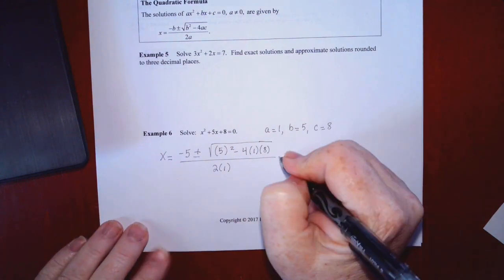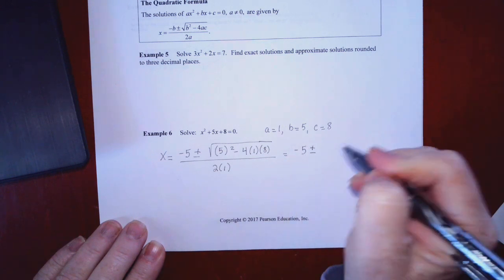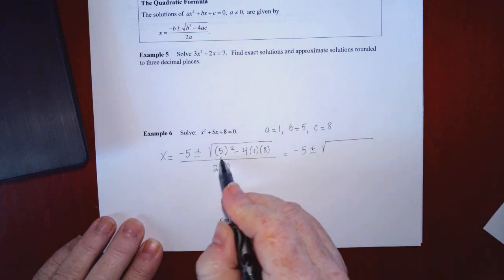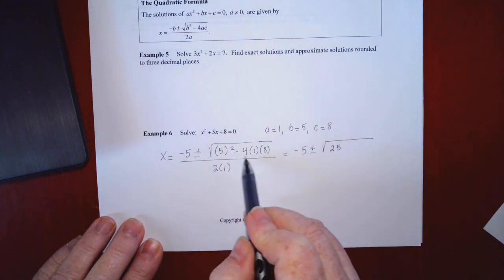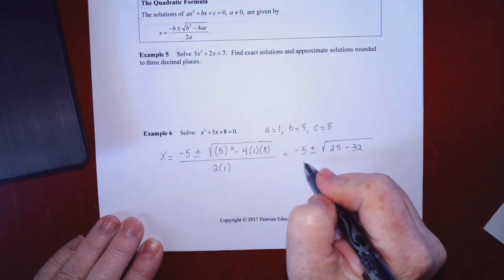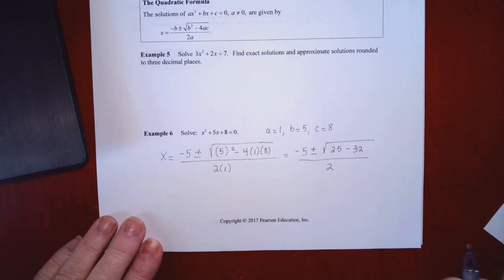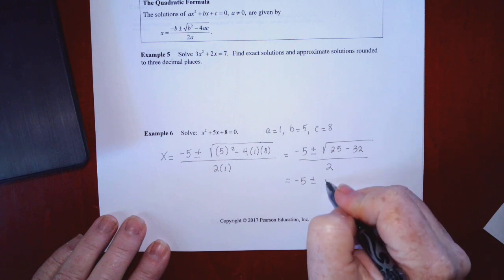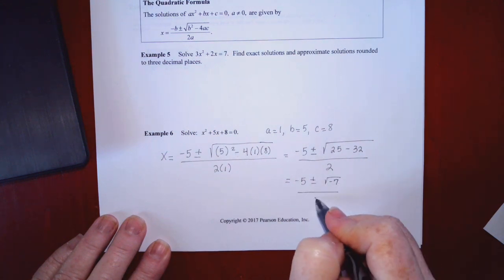All right, so let's simplify this. So we will have negative 5 plus or minus the square root of 5 squared is 25 minus 4 times 8 is 32, all over 2. Or that will be negative 5 plus or minus the square root of negative 7 over 2.